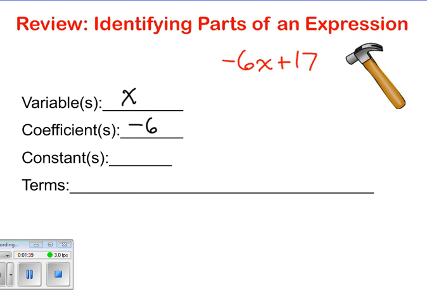The constant is just a number. It's kind of a loner. It doesn't have any variables with it. So that is going to be positive 17. No need to write the plus sign.